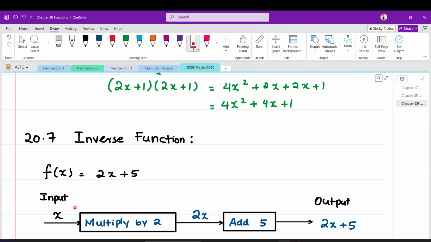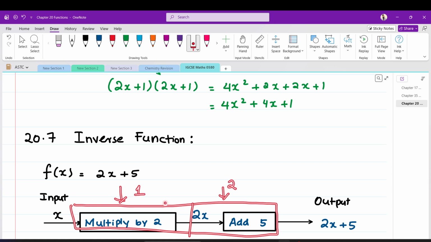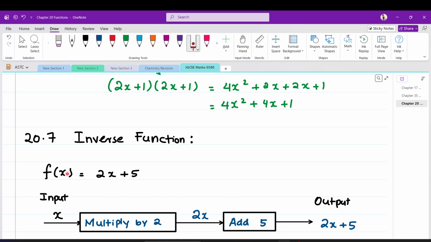So you can say that this is one big machine that has been split into two processes: this is process 1, and this is process 2. This is the function, where I plugged in the value of x. What do I get as the output? That is 2x plus 5.